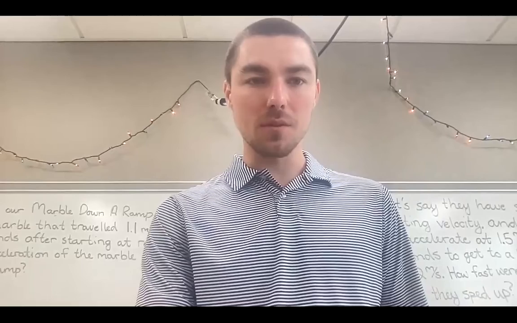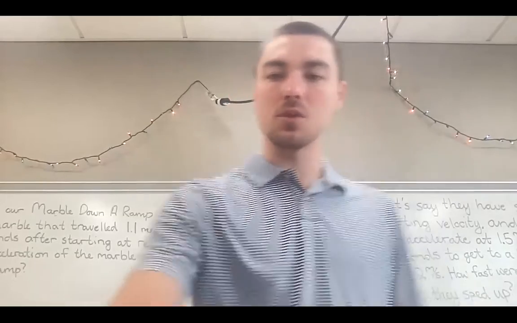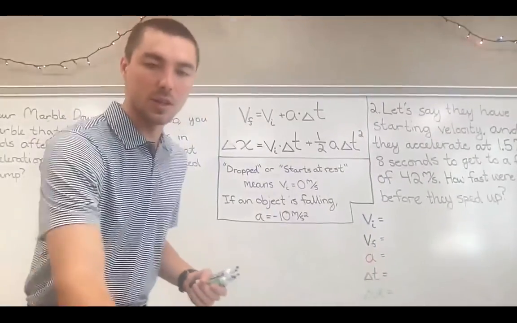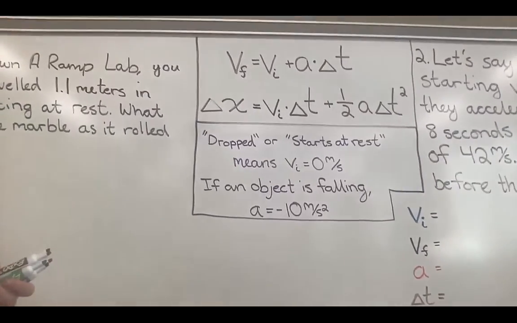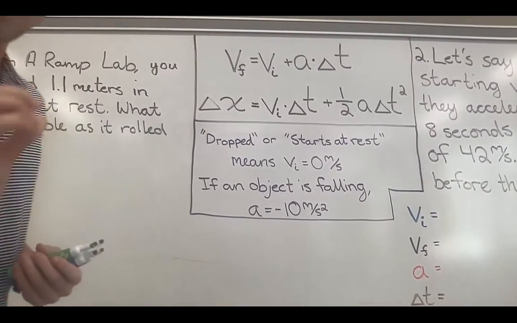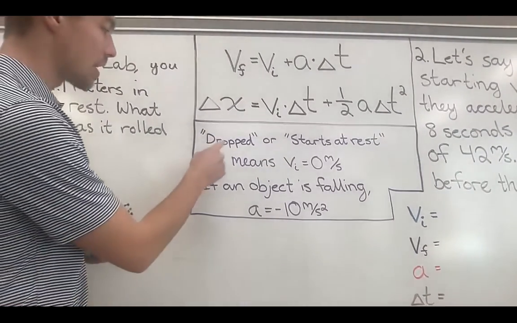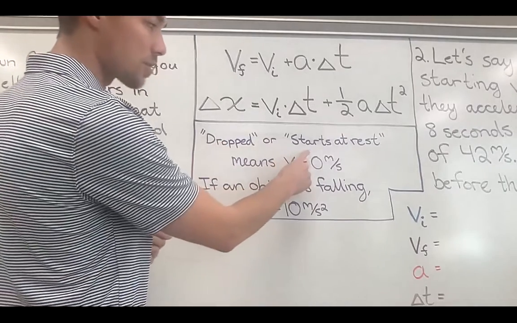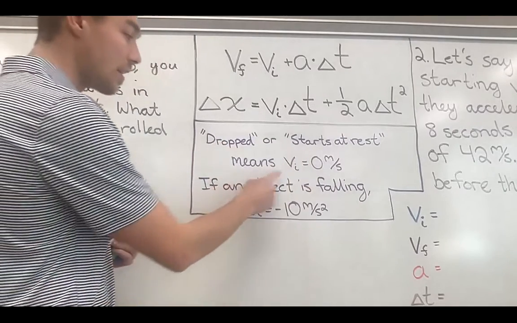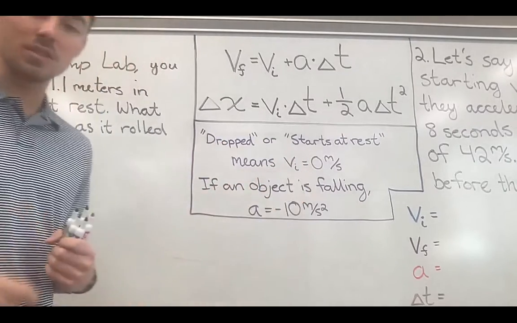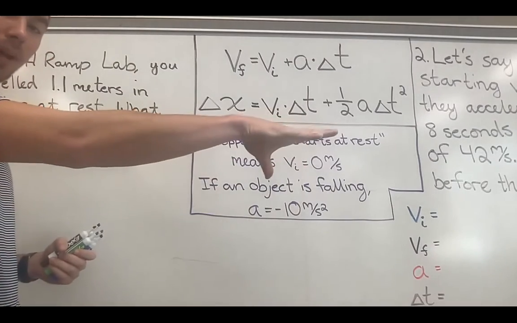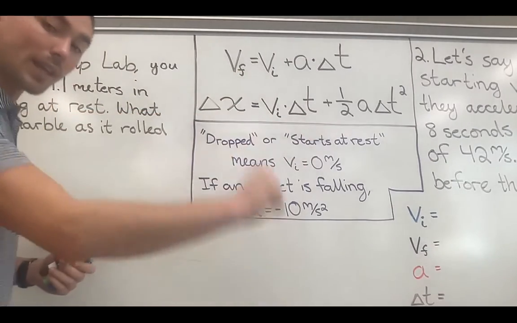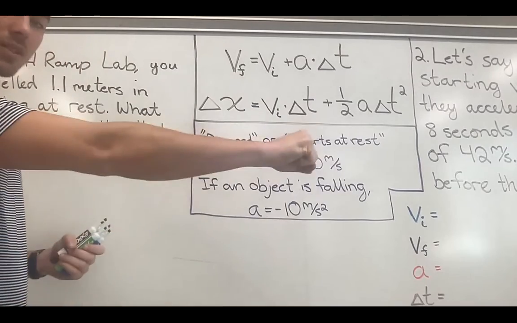A couple things from me when it comes to constant acceleration equations, right? We're going to work through a couple problems, but there are two things I want you to write down here. And that is that whenever a problem says that an object is dropped or it starts at rest, the initial velocity is going to equal 0 meters per second. Because if you imagine us just dropping an object, we're not throwing it, so we're not giving it an initial velocity, we are simply dropping it.